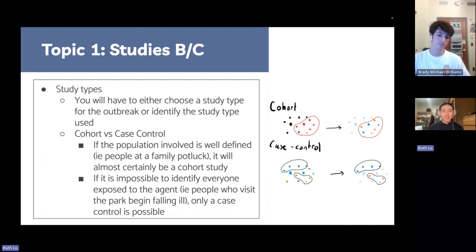But if it's impossible to identify everyone who was exposed to the agent, for example, if you're looking at a park and some people get sick from some sort of random illness, you can't really track everyone who went to the park. So you just have to pick people who are sick and who are not sick, and then work backwards to figure it out.